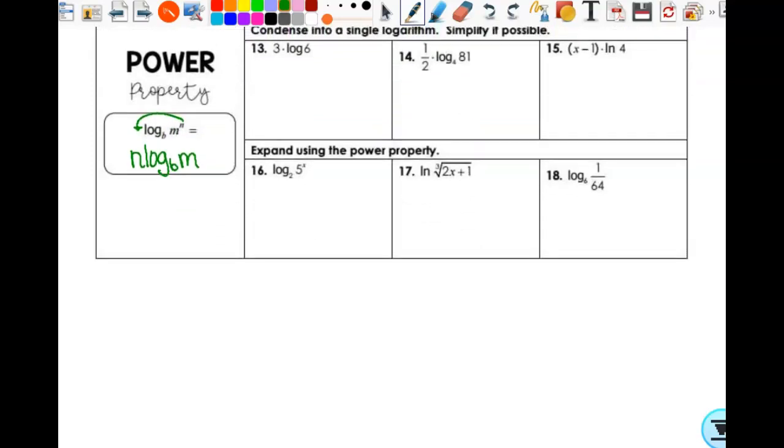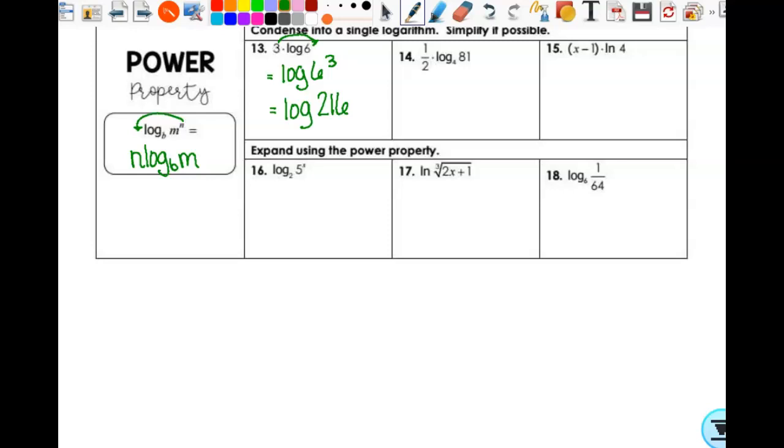So if I want to condense this and I have 3 times the log of 6, I can take this 3 and it can become an exponent up here, and this just becomes the log of 6 cubed. And then what is 6 cubed? 216. Very good. Okay. Got to be able to come up with those efficiently and accurately without a calculator.